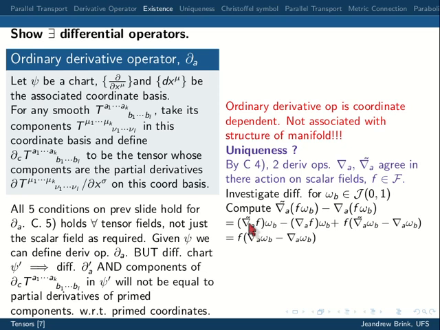Okay, so this is basically an identity that I'm going to use later on. You have two different derivative operators applied to a function times a 0-1 tensor, and it's simply the function times the two different derivative operators applied to the 0-1 tensor.